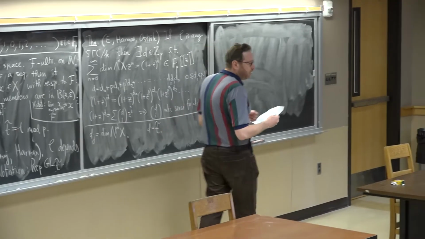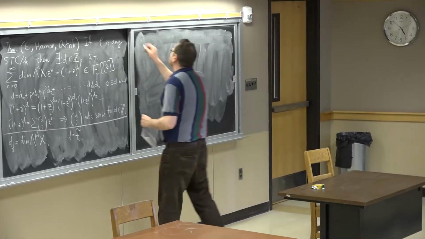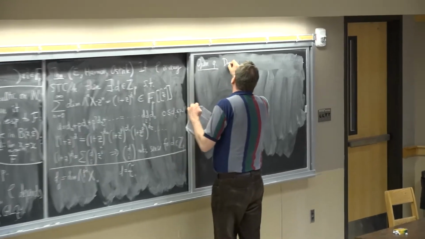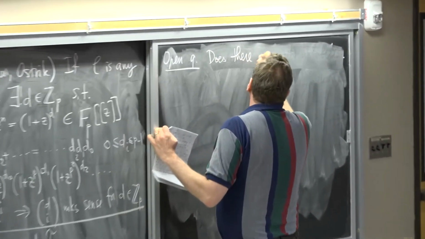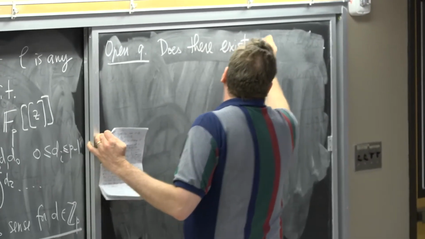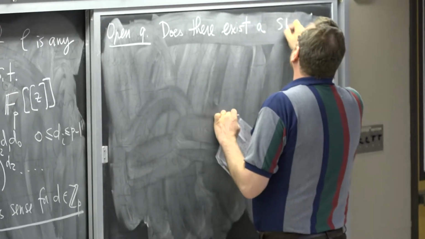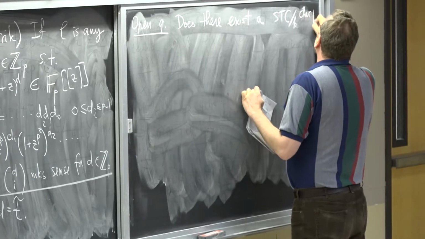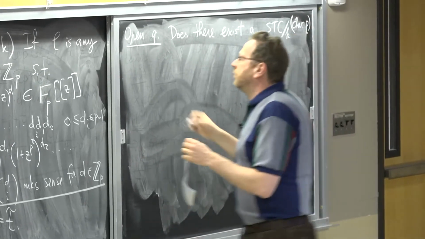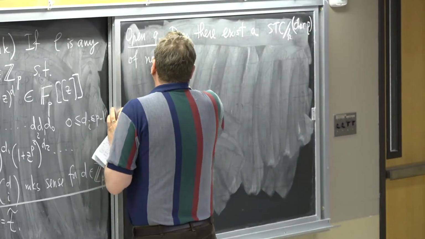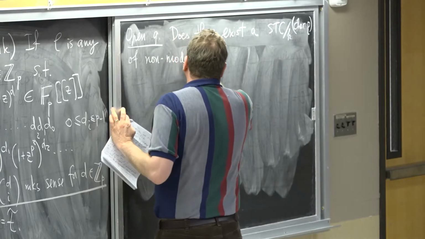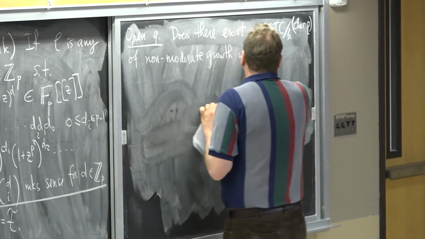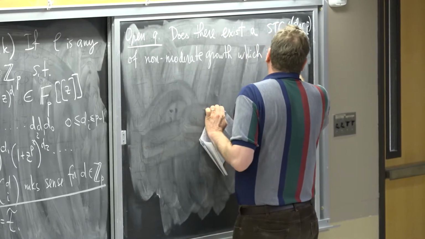Just say that again. So, open question: does there exist a symmetric tensor category over K with characteristic P of non-moderate growth which is semi-simple?